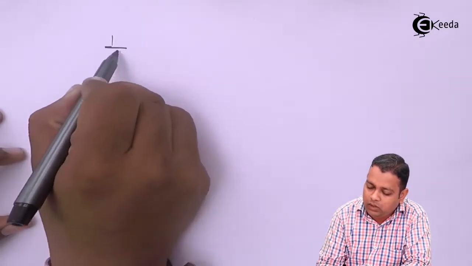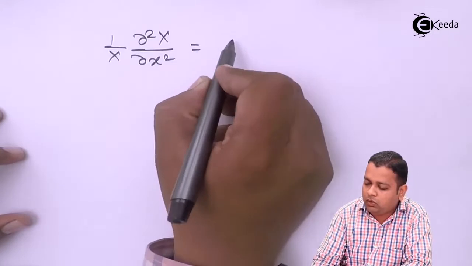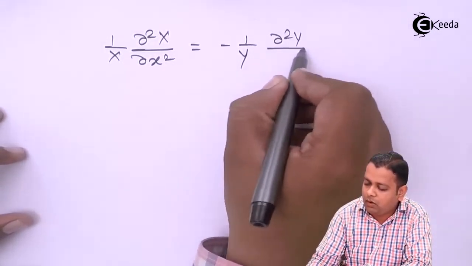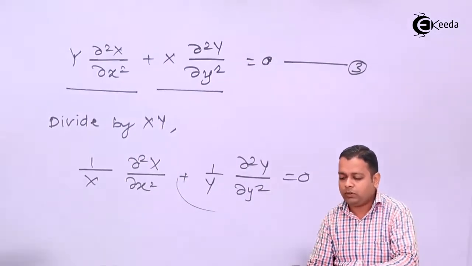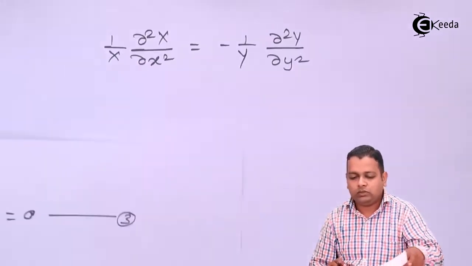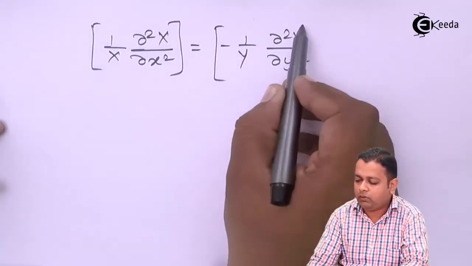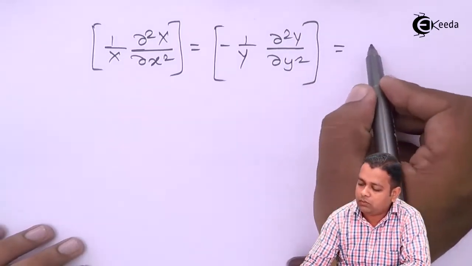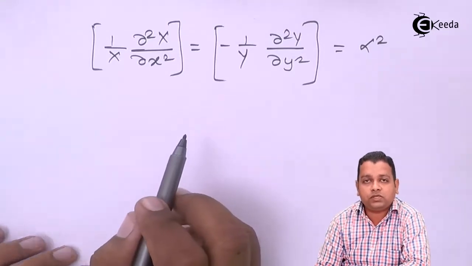Now to the next step, we assume the constant represented by these two ones will be like this. From the above equation, we can say 1 upon capital X del 2 capital X upon del x square will be equal to minus 1 by capital Y del 2 capital Y upon del y square. So I have just shifted the second term from the previous equation to the right hand side. We suppose these two brackets are same from the above condition, so we substitute this constant by alpha square, and we call this alpha square the separation constant.